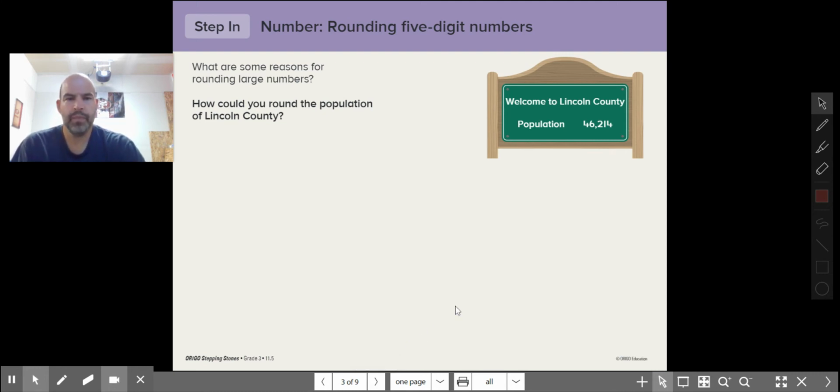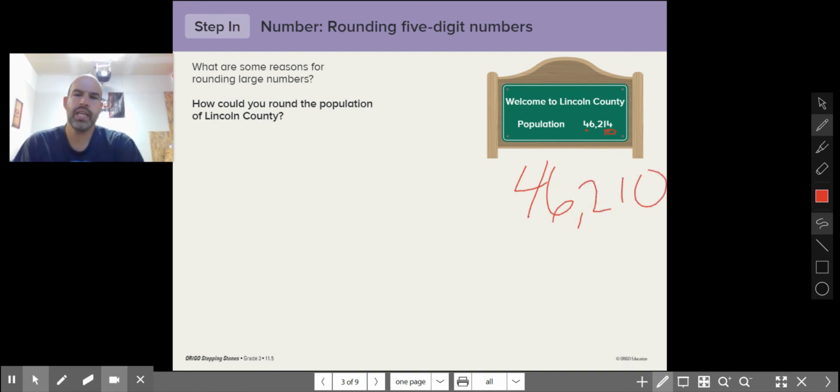Okay. So how could you round the population of Lincoln County? Well, if we wanted to round to the nearest 10, look at the tens place value. Okay. And we could say, if we look to the right, this number is a 4, so this would round down to 10, right? So we could say 46, let me see if I can make this a little better for us.